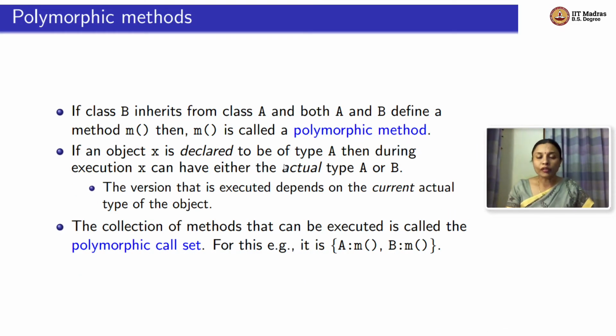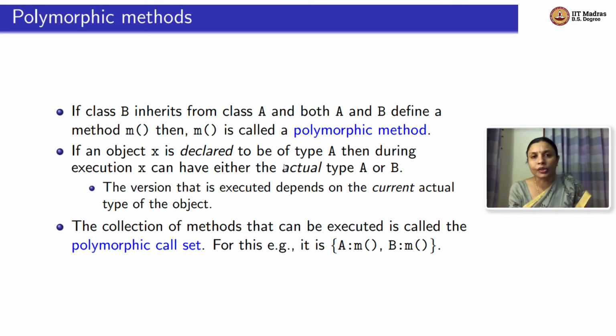So a method is polymorphic, as we've already seen. Let's say we have two classes, class B inherits from class A, and both A and B define a particular method, let's say M. Then M becomes a polymorphic method. Now let's take an object X, and suppose the object X is declared to be of type A. Then when the code associated with this class A executes, during execution, the actual type of the object can be A, or it can be the type of the child class B. The version that executes depends on the current actual type of the object. It's very difficult to determine it statically in object-oriented programming languages.